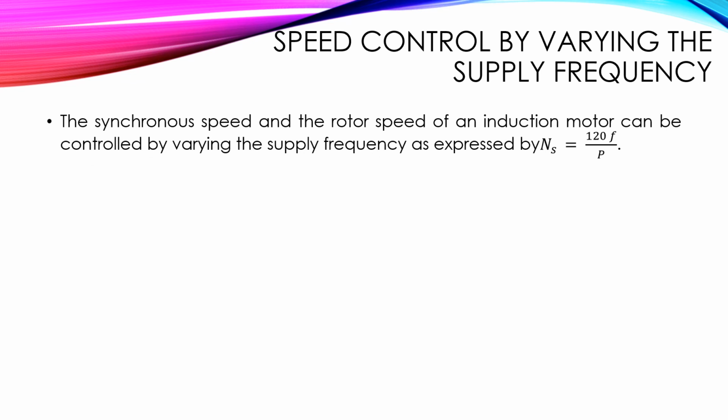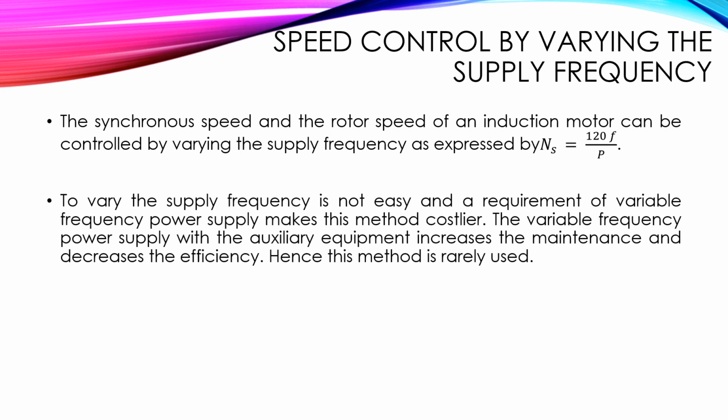Now the second speed control method is by varying the supply frequency. The synchronous speed and the rotor speed of an induction motor can be controlled by varying the supply frequency, as expressed by synchronous speed equals 120 F by P. To vary the supply frequency is not easy, and the requirement of variable frequency power supply makes this method costlier. The variable frequency power supply with the auxiliary equipment increases the maintenance and decreases the efficiency, hence this method is rarely used.